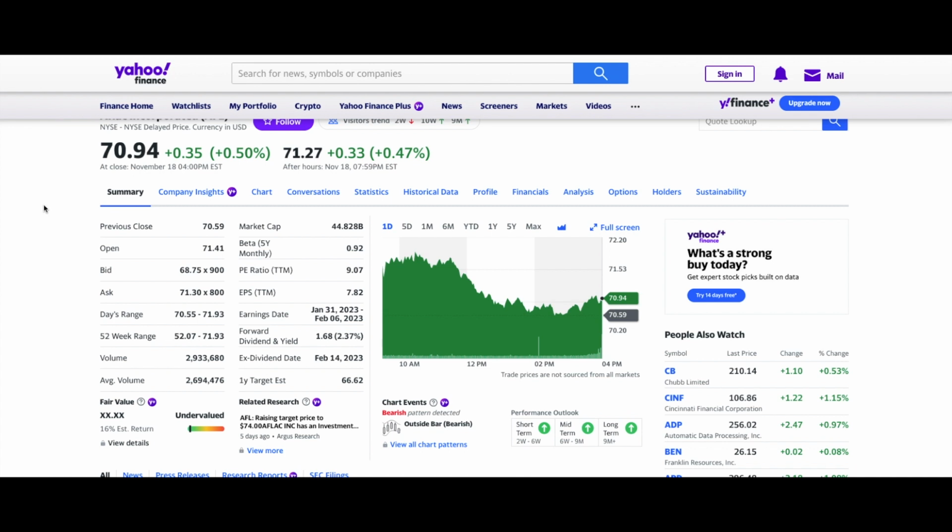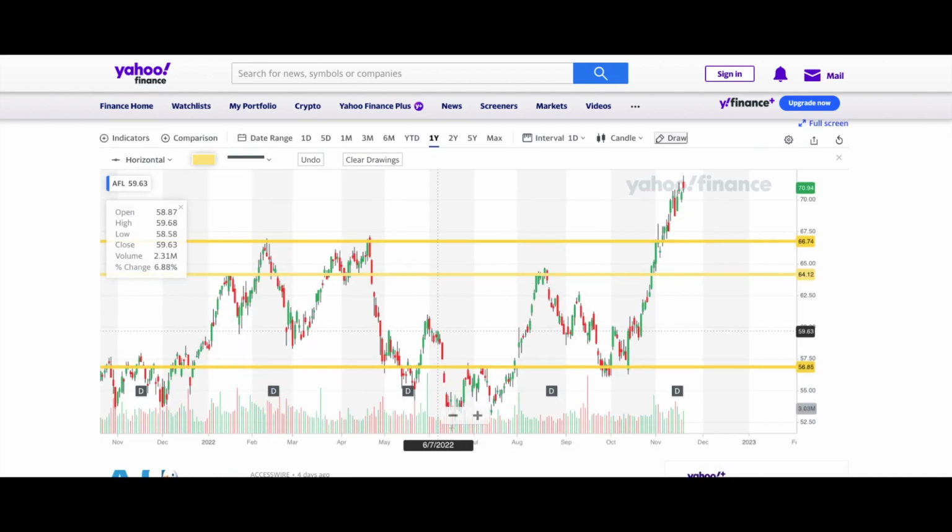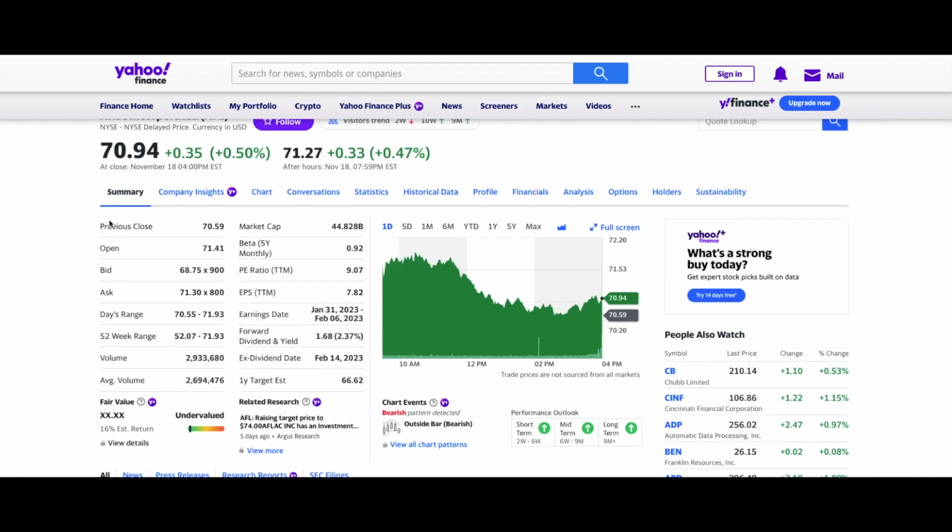But what I want to show you really quickly is that we have a 52-week range of $52 to $71.93, right? So we saw that here. We started to see the 52 be that low end support, now up here into the $70 range. What we a lot of times see in the market is when companies hit their 52-week high, they sell off.